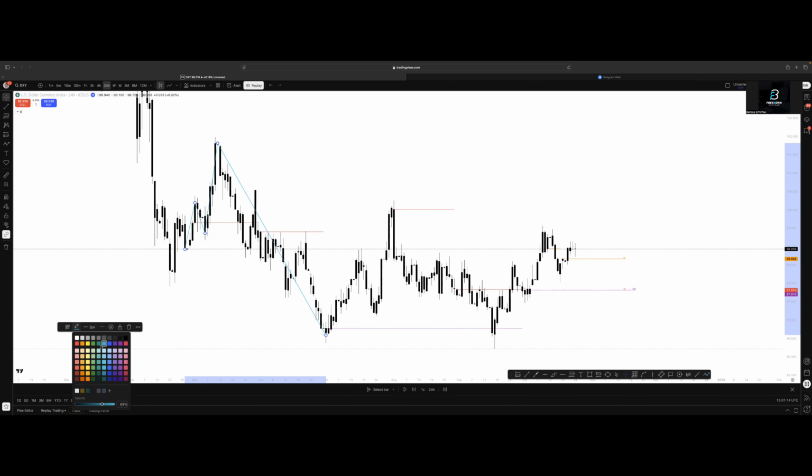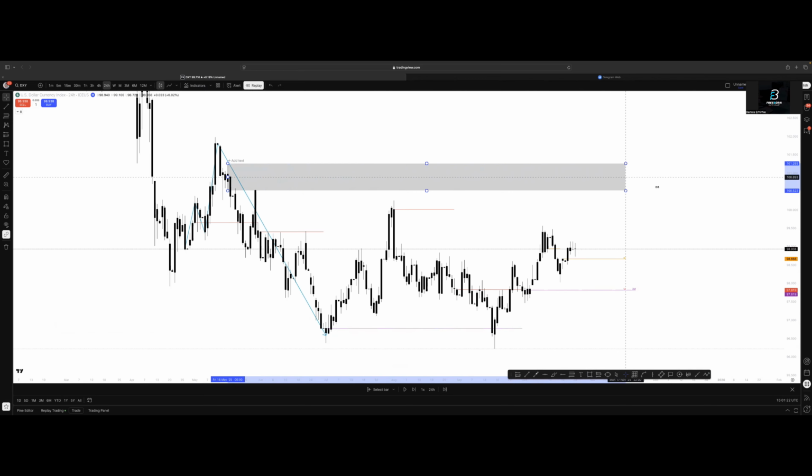So what does this mean? This means that I'm going to prioritize these highs. This means I'm going to prioritize this high. This is going to be my key zone, right? So this is where I want to take the dollar to, if price is just retracing back into these highs, right?